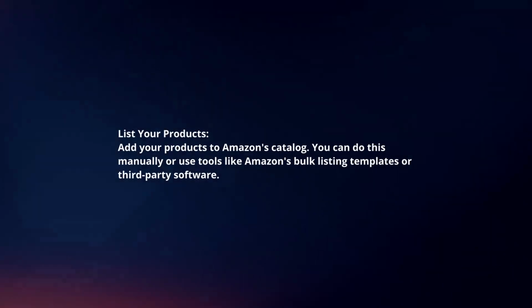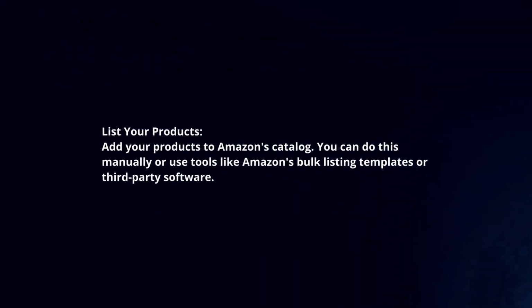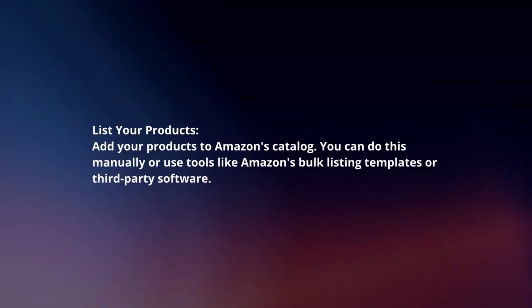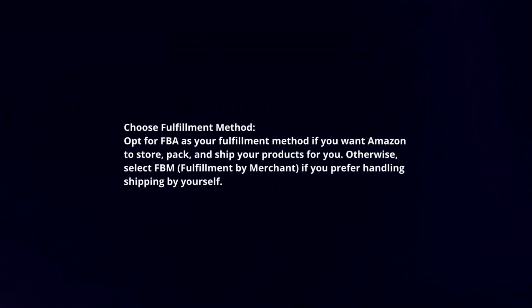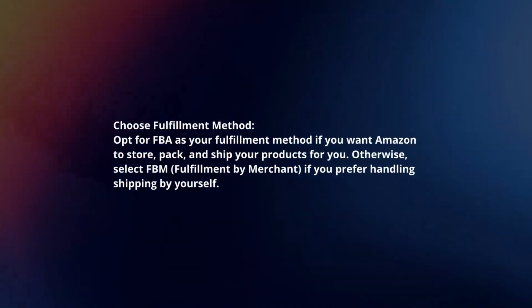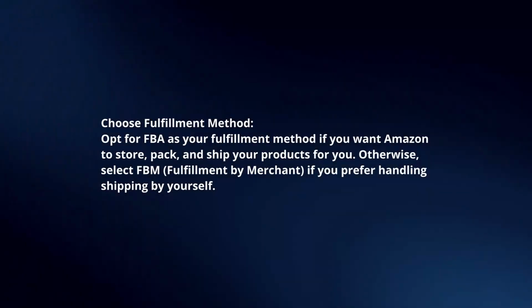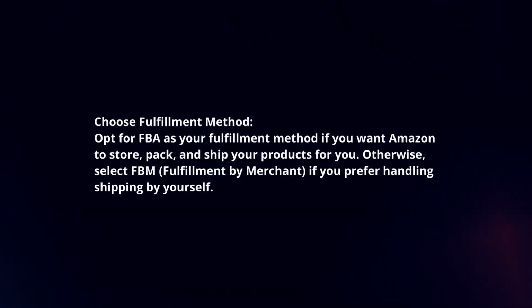List your products. Add your products to Amazon's catalog. You can do this manually or use tools like Amazon's bulk listing templates or third-party software. Choose fulfillment method. Opt for FBA as your fulfillment method if you want Amazon to store, pack, and ship your products for you. Otherwise, select FBM if you prefer handling shipping by yourself.